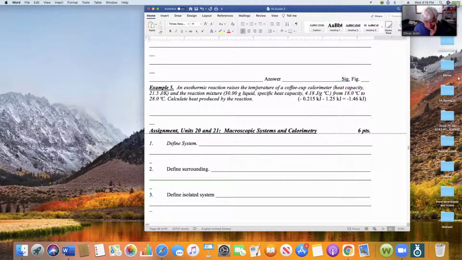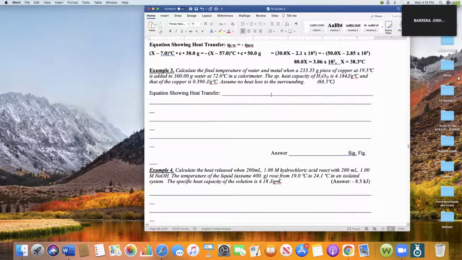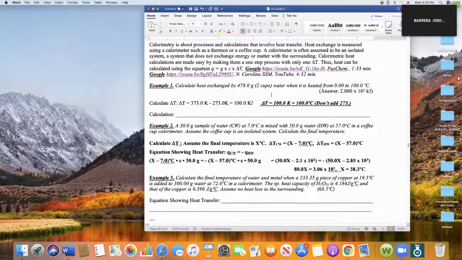An exothermic reaction raises the temperature of a coffee cup calorimeter, with a given heat capacity, and the reaction mixture from 18 to 28 degrees Celsius. Isn't it the same question that we did earlier? Yeah, I think we did both of these.